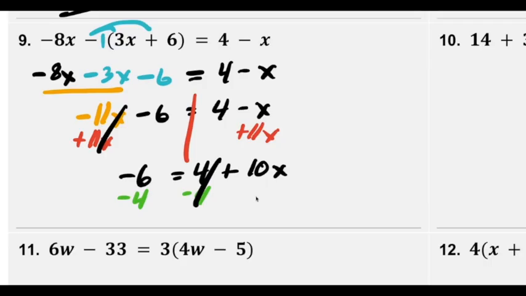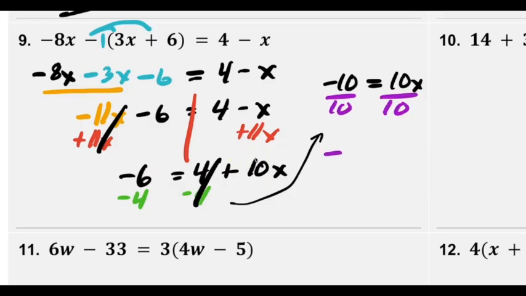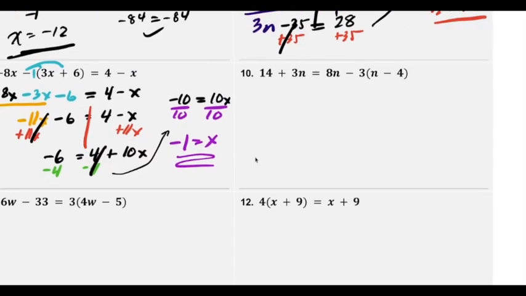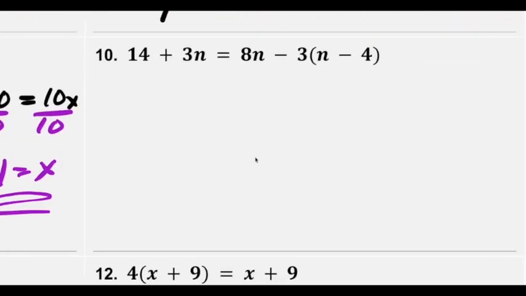These cancel. Negative 6 minus 4. Again, they're both negatives. So you're at negative 6 going back another 4. So you get more negatives. So negative 10, running out of space, equals 10x. Then we just divide by 10. So negative 1 equals x. Right there.